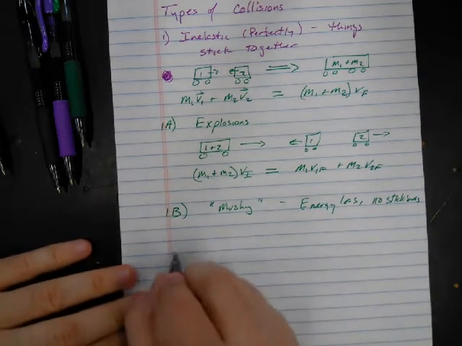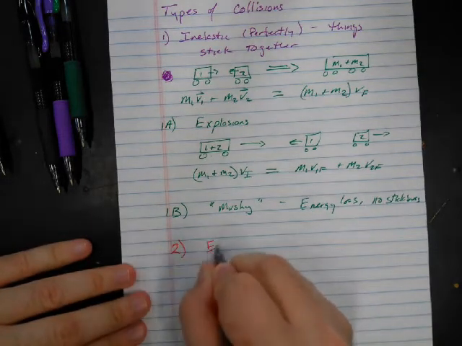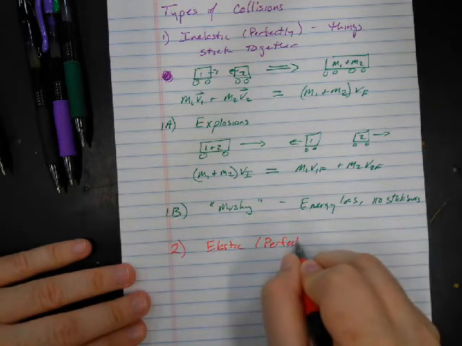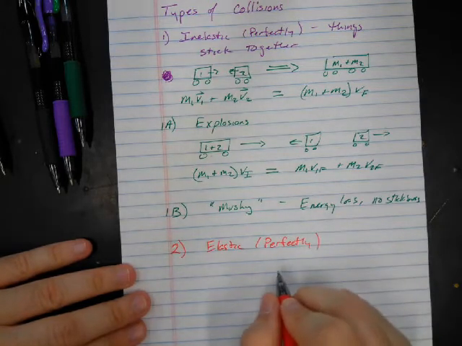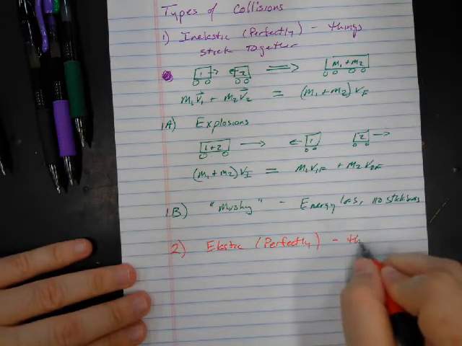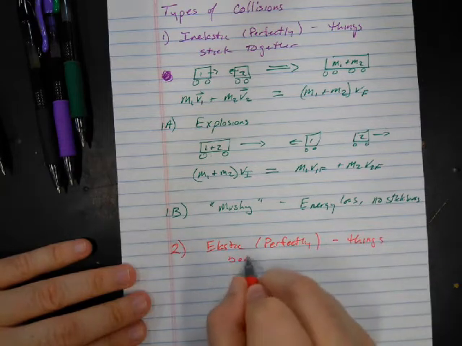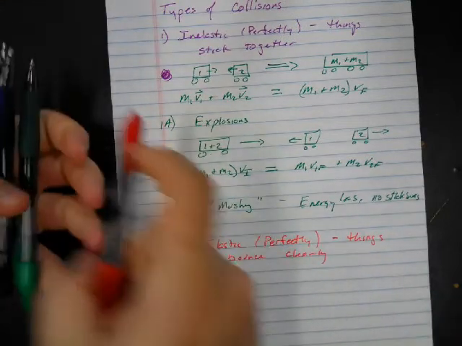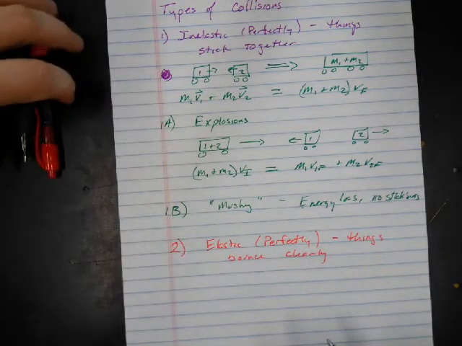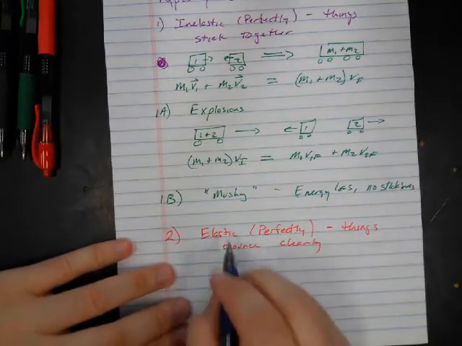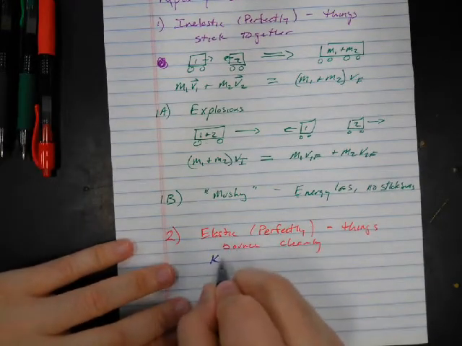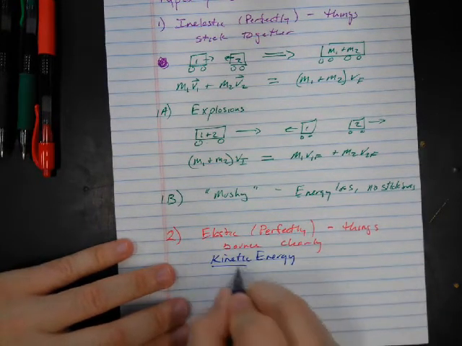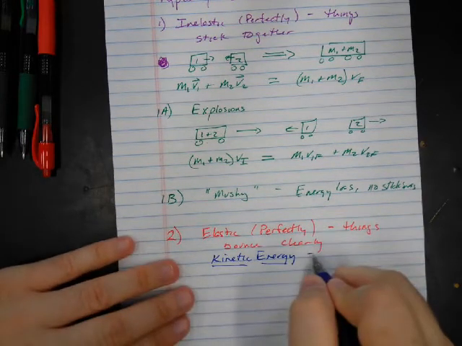I keep mentioning the energy. 2 here is an elastic, or perfectly elastic collision. Things bounce cleanly. Now you probably ask, what does it mean for something to bounce cleanly? So the special thing about elastic collisions is the kinetic energy. Note that I said kinetic energy is conserved.